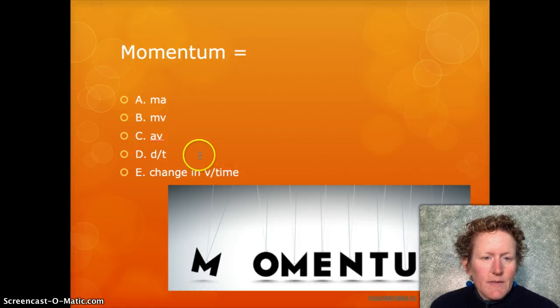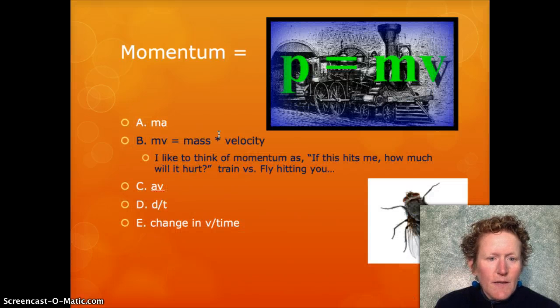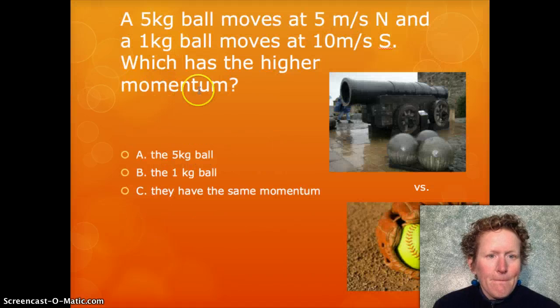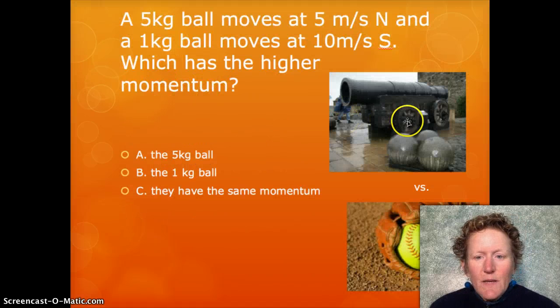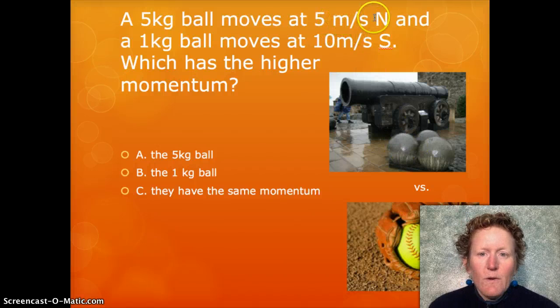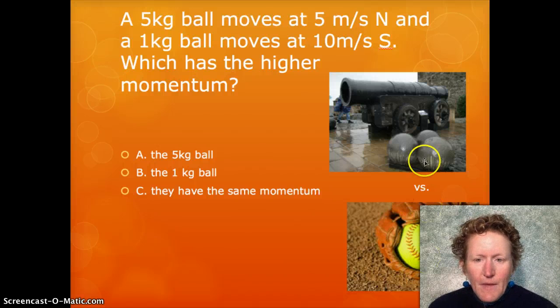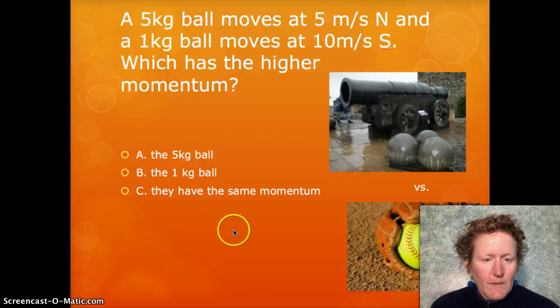Momentum, remember, has two quantities from the lab. If you guessed its mass and velocity, you're absolutely correct, because a train is going to hurt a whole lot more than a fly, even if they're moving at the same speed, because the train has more mass, it has more momentum. If you have two balls, a 5 kilogram ball that's moving at 5 meters per second north, and a 1 kilogram ball that moves at 10 meters per second south, which is going to have more momentum? A cannonball here or a softball?